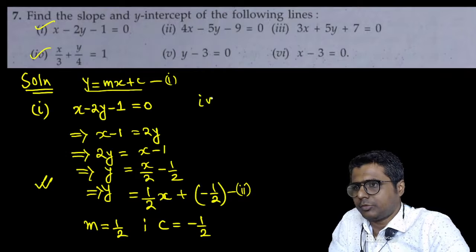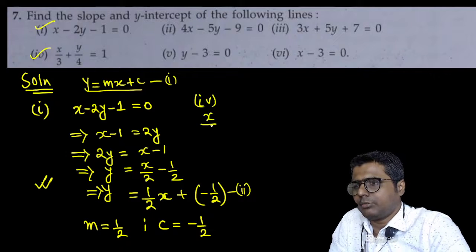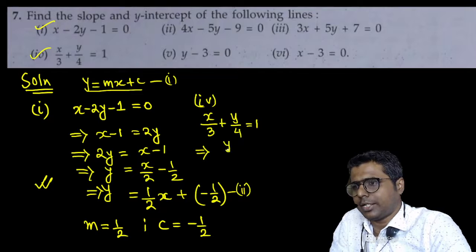So let us go for number 4 problem. In number 4 the equation is given like this: x plus 3y by 4 is equal to 1. First of all, you break this equation into this form. You will make y the subject of the formula: y by 4 equals 1 minus x by 3. Next, what will you do?